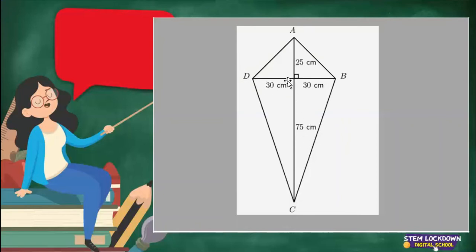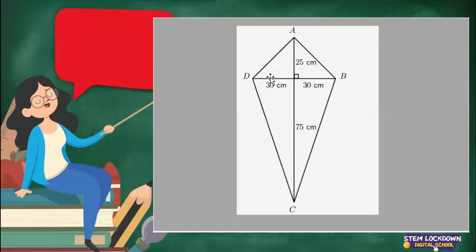And then the shorter diagonal, you have 60, which is bisected. So here is 30, here is 30. So these are the dimensions. This will be the shape of the kite that Buyo will be having. Here being 25, here being 75, here being 30, here being 30.